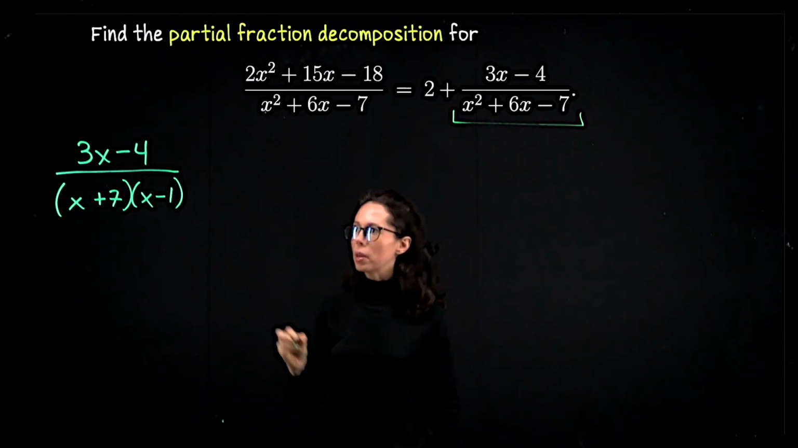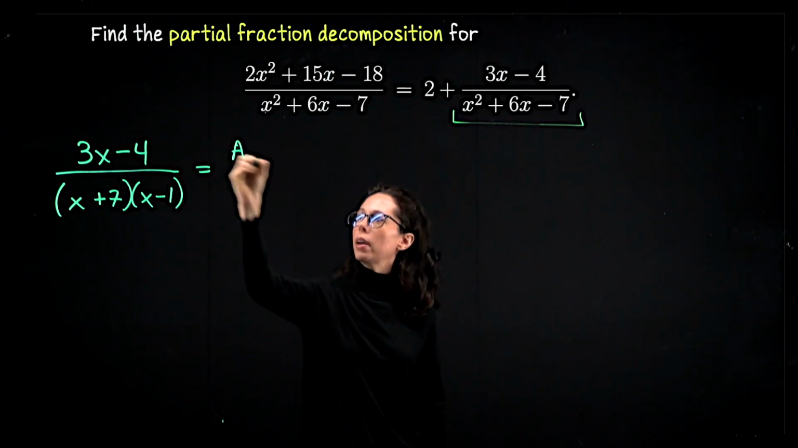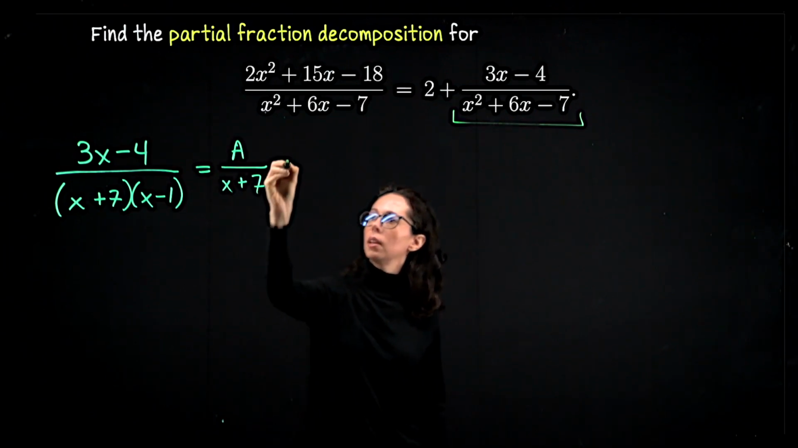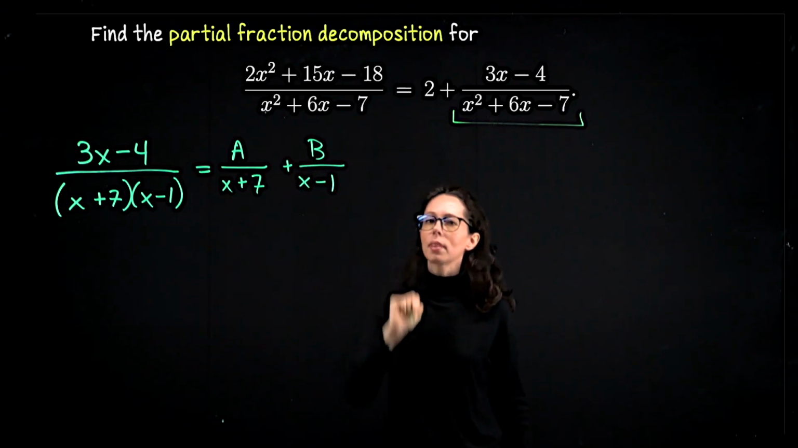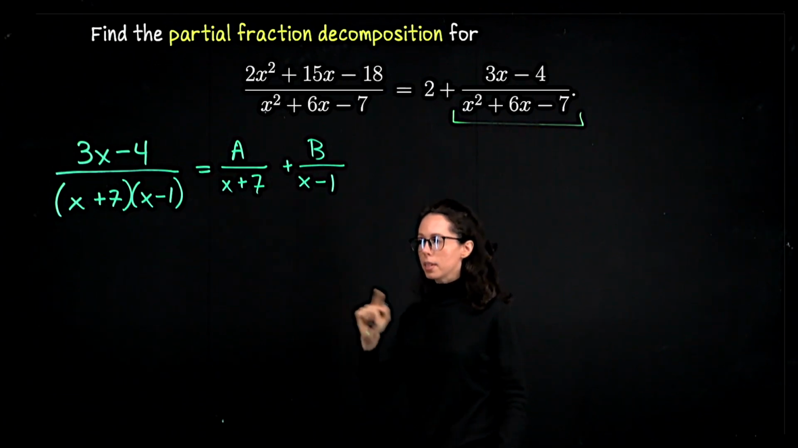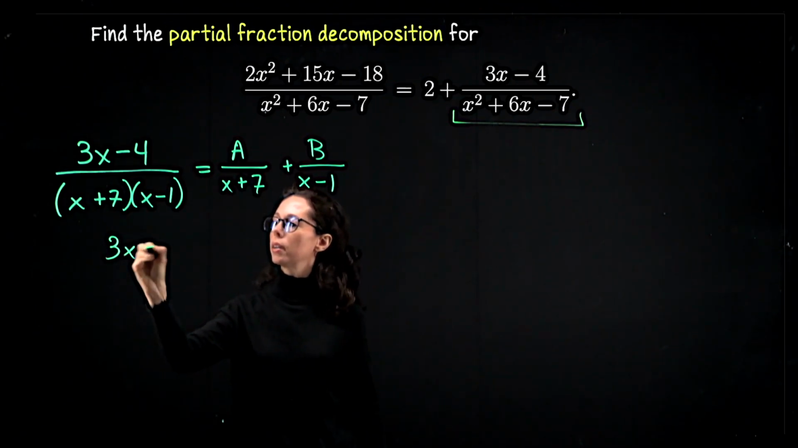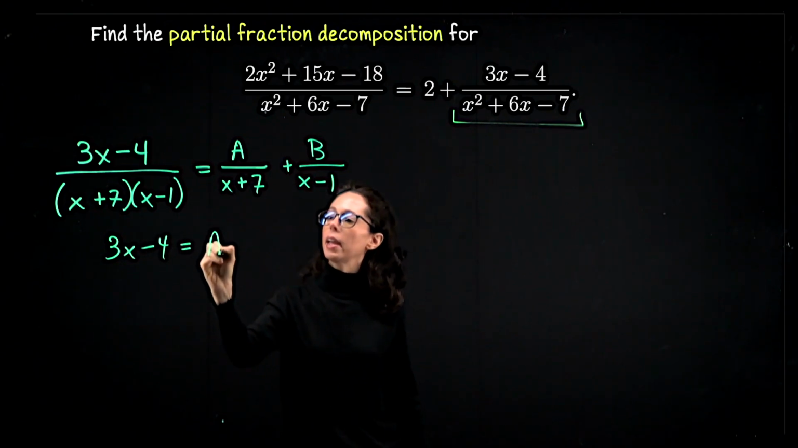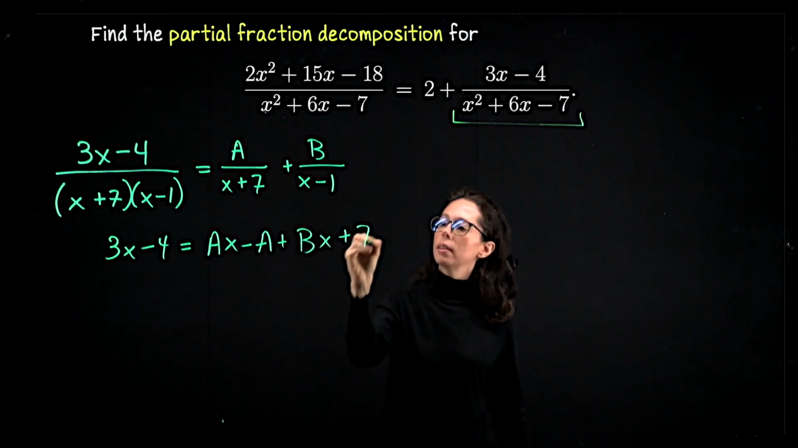Okay, this can be broken apart into 2 rational functions of the form A over x plus 7 plus B over x minus 1. Now let's multiply both sides of this equality by the common denominator of x plus 7, x minus 1. On the left, we get 3x minus 4. On the right, we get Ax minus A plus Bx plus 7B.